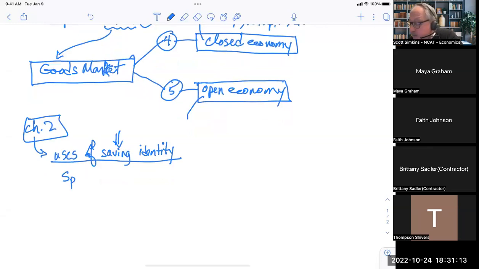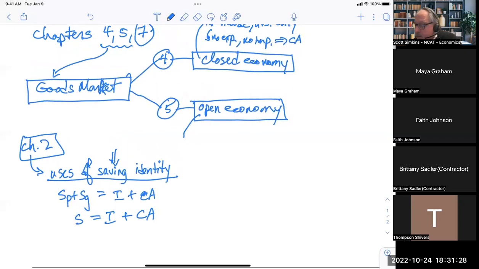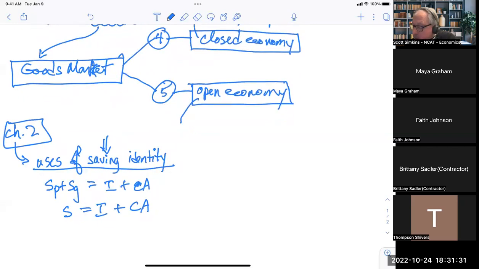I'll give it to you though. Private saving plus government saving equals investment plus the current account. Or national saving equals I plus the current account. So if we subtract I off of both sides, it's S minus I equals CA, which is what you just told me. That's where it comes from, back from chapter 2. So the current account is the difference between saving and investment in a country.